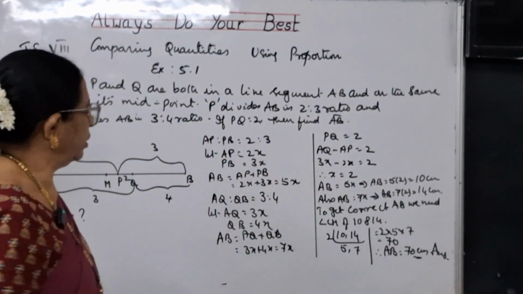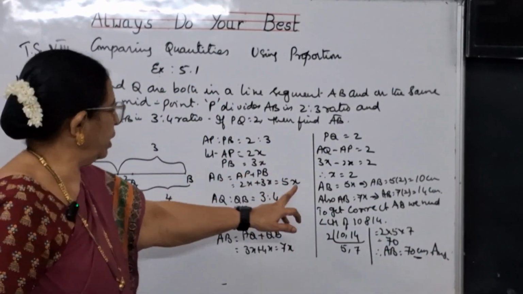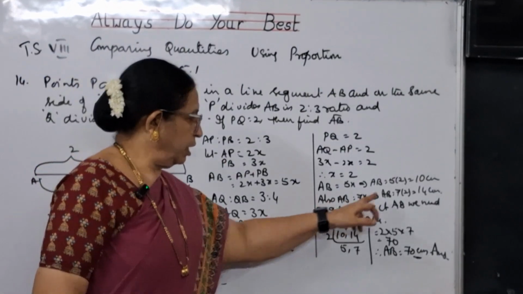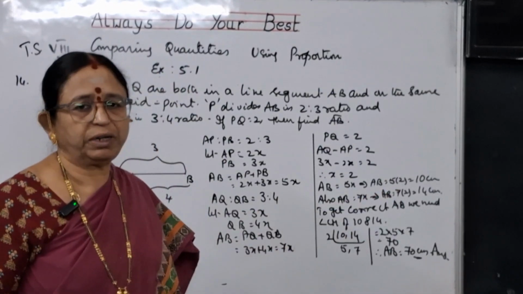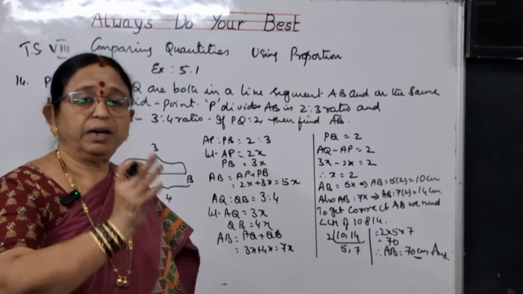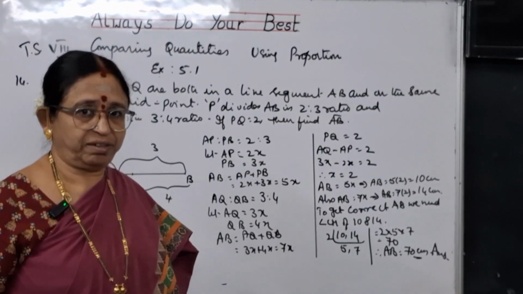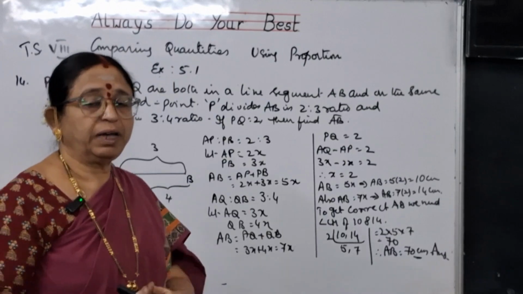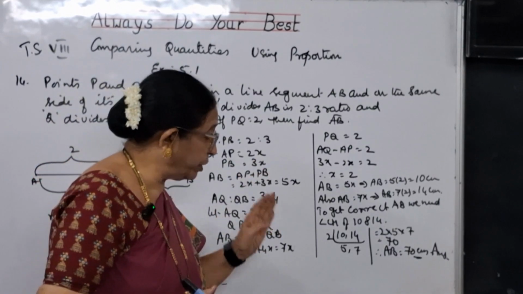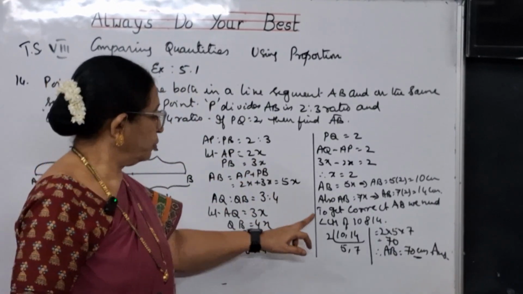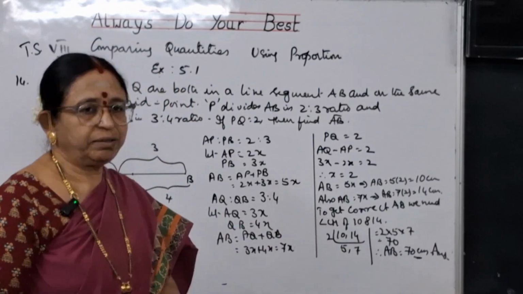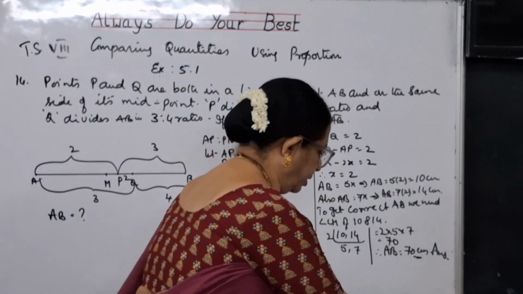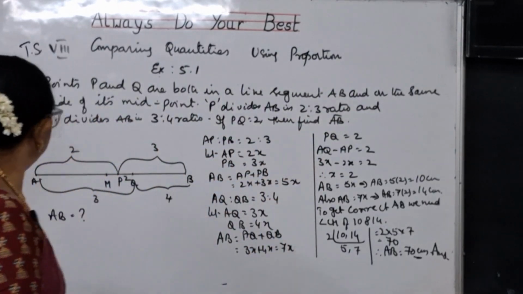Because when you have seen in one way, you are getting AB value 10 centimeters. In another way, you are getting AB value 14 centimeters. The same line segment cannot have two different lengths. So what you should do? You have to go for the correct value of AB, which means you have to go for the LCM of 10 and 14. So the LCM of 10 and 14 is 70 centimeters. This is the answer, children. Please copy it. This is the 14th sum.